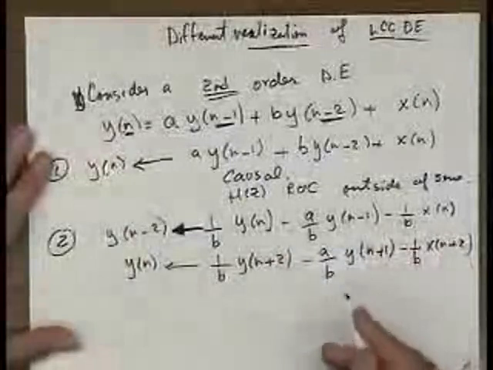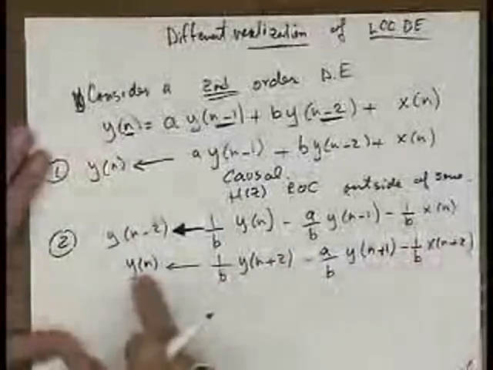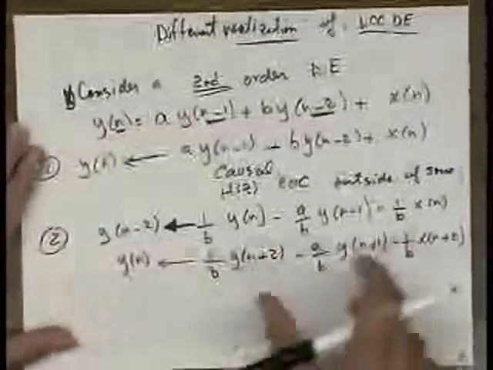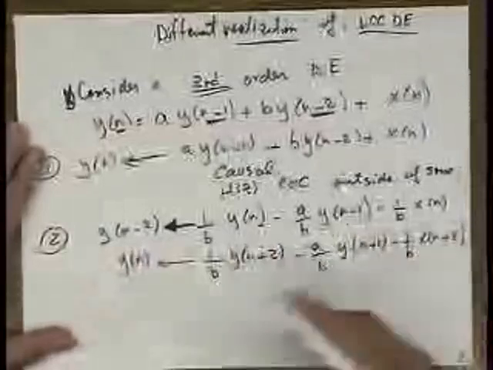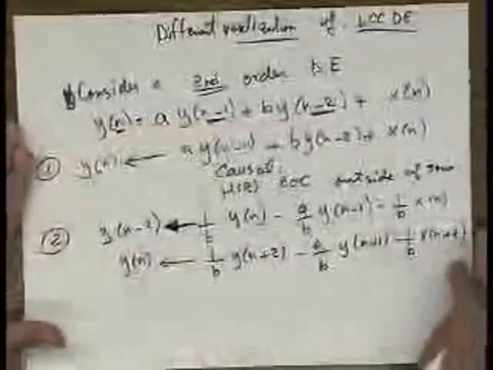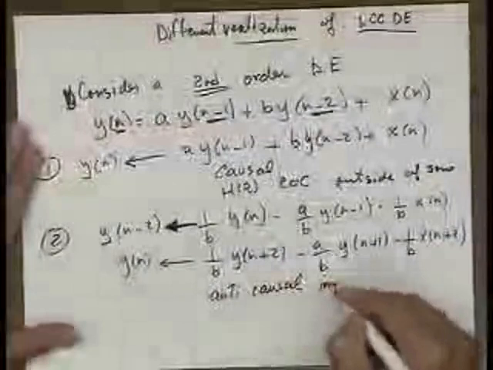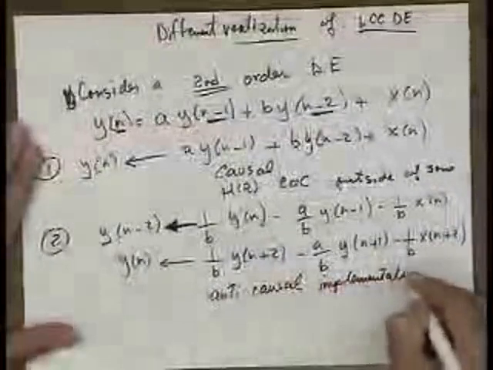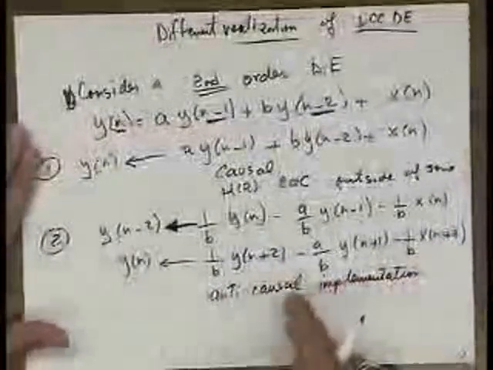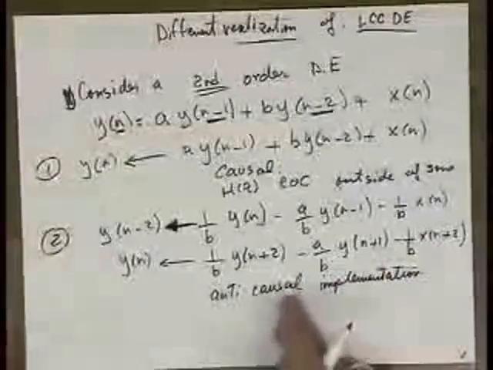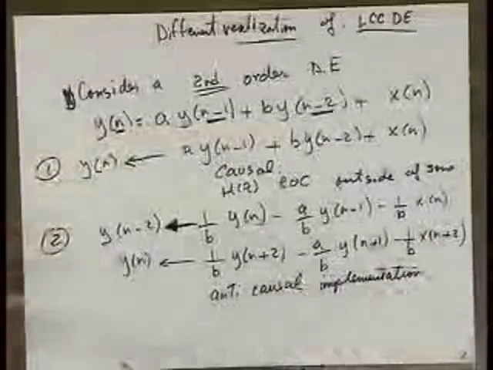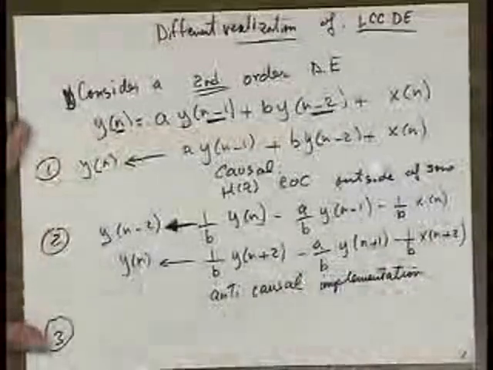And this is an anti-causal implementation. The current output sample depends on futuristic input and output samples, and it's strictly futuristic. Okay, so this is an anti-causal implementation. I'll explain one more time in a second what the difference between anti-causal and non-causal is, just bear with me. And then the third way: the first way is to write this and get the input from all the other ones. The second way is to write this as a function of the other one. The third way is to write this.